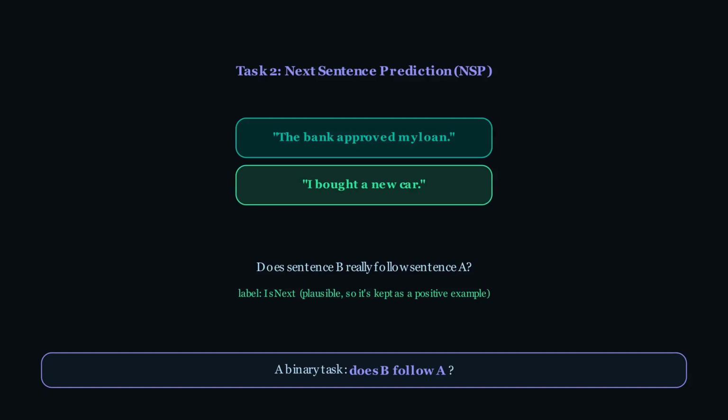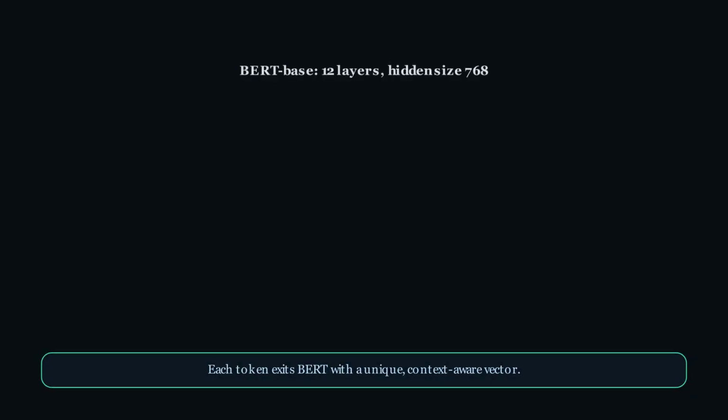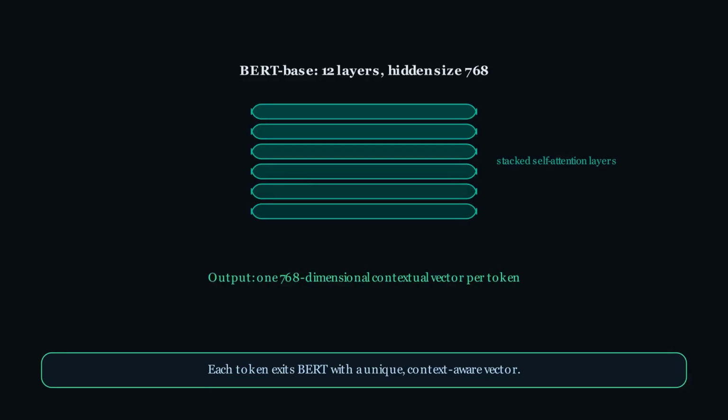The second task, next sentence prediction, gives BERT two sentences and asks a simple binary question. Does the second sentence actually follow the first in the original text? This helps the model learn relationships that span across sentences. A typical BERT-based model stacks 12 of these self-attention layers, each working with a hidden size of 768. The result: every single token gets its own contextual vector, shaped by the entire sentence around it.